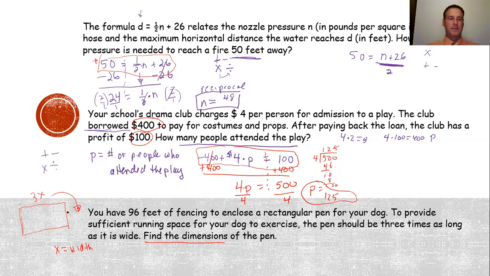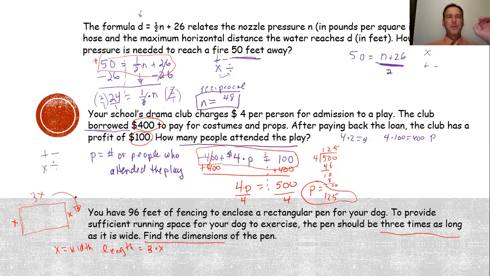Okay, and that's this side right here, and this side right here, and the length is 3 times x. Okay, because it says the pen should be 3 times as long as it is wide. So yeah, this is x. This has to be 3x.